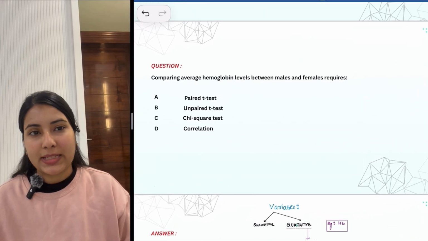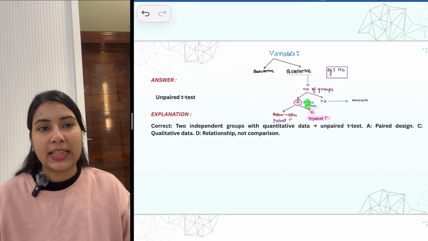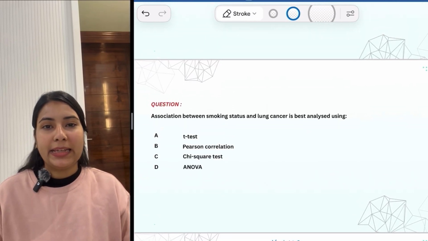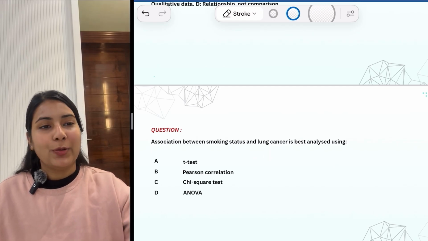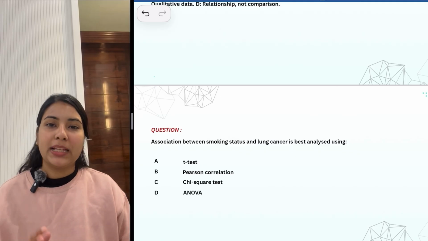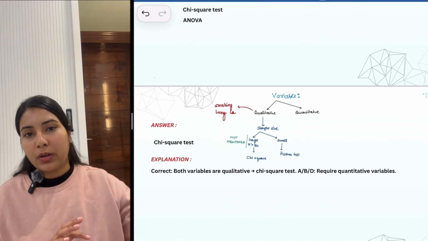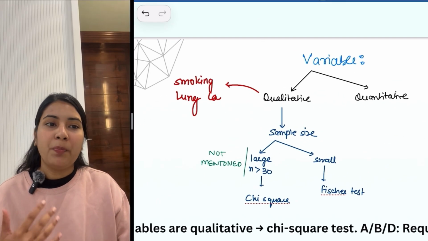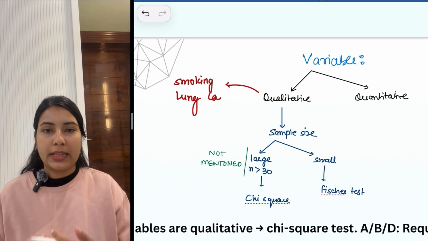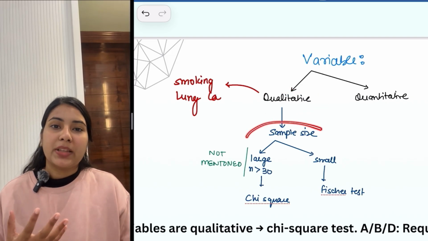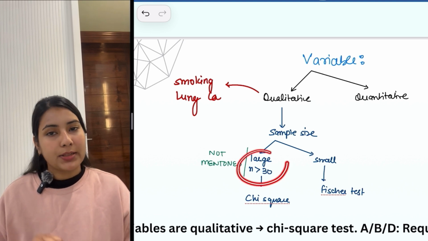Moving on to the next question. Association between smoking status and lung cancer is best analyzed using, your options are t-test, Pearson correlation, chi-square test and ANOVA test. So let's see. As I've told you earlier, firstly look at the variable, whether it is qualitative or quantitative. About the quantitative we have discussed in the above question. Now about the qualitative variable, we will look at the sample size. If the sample size is large, that is more than 30, then the answer is chi-square test.